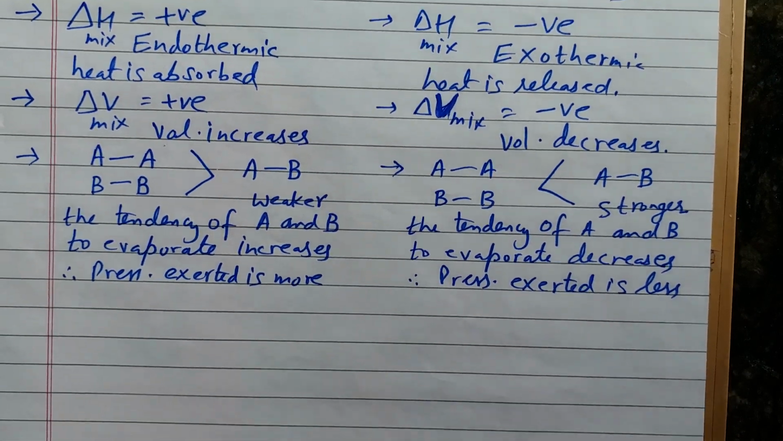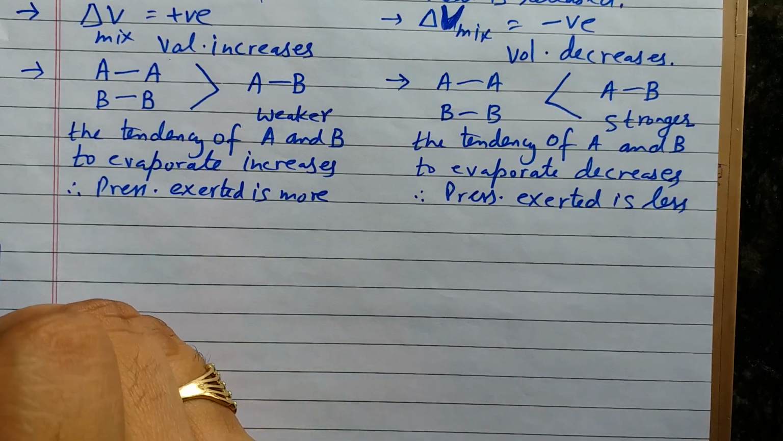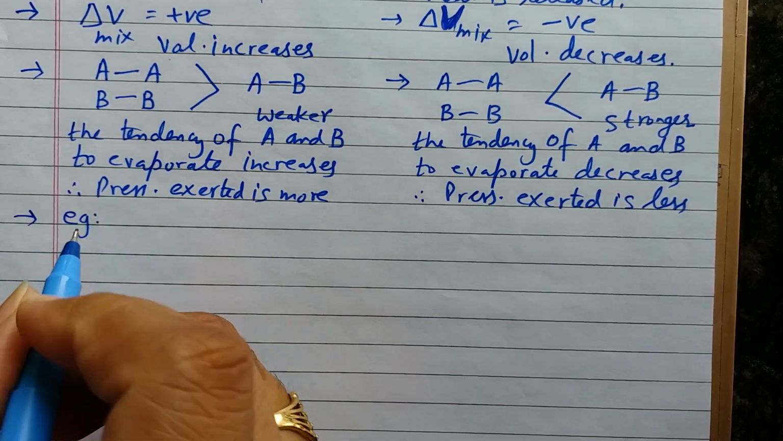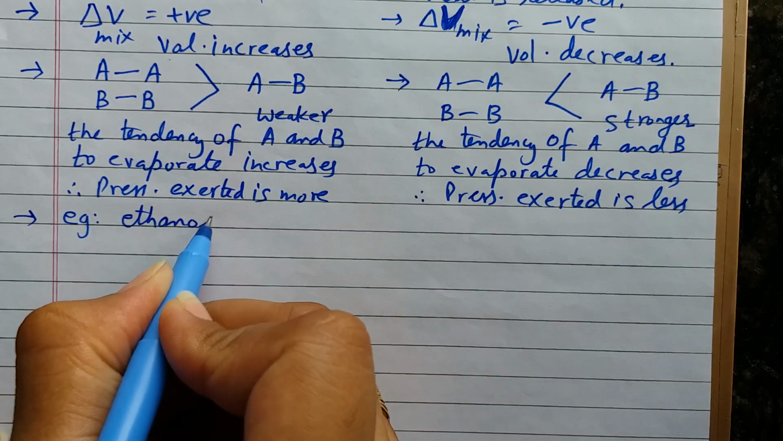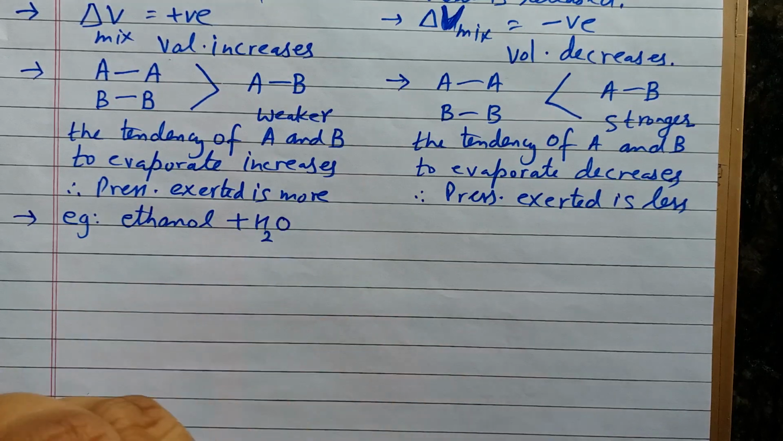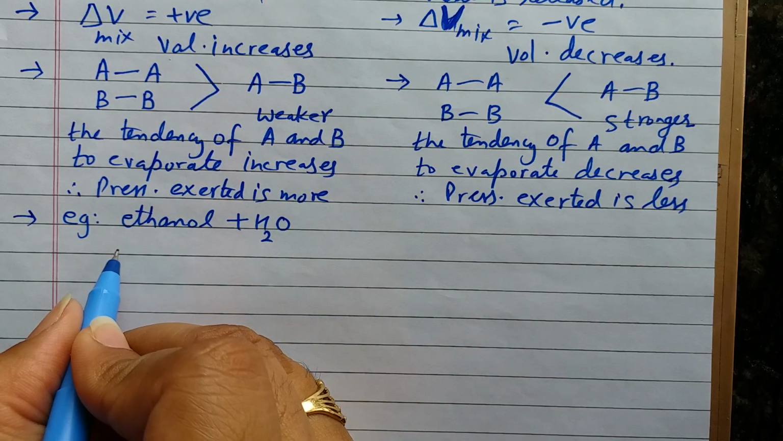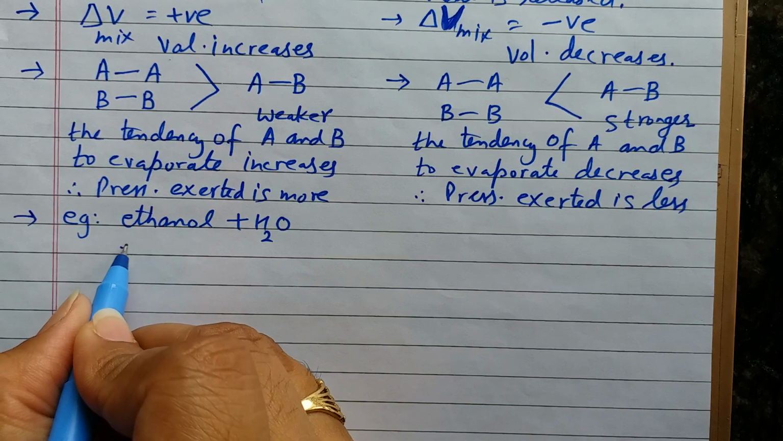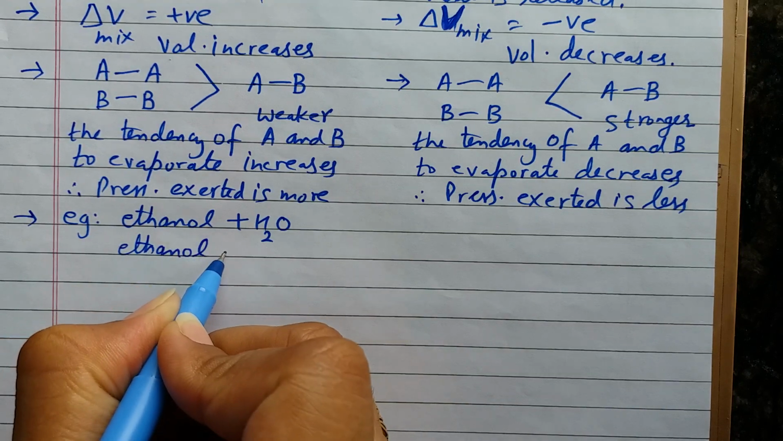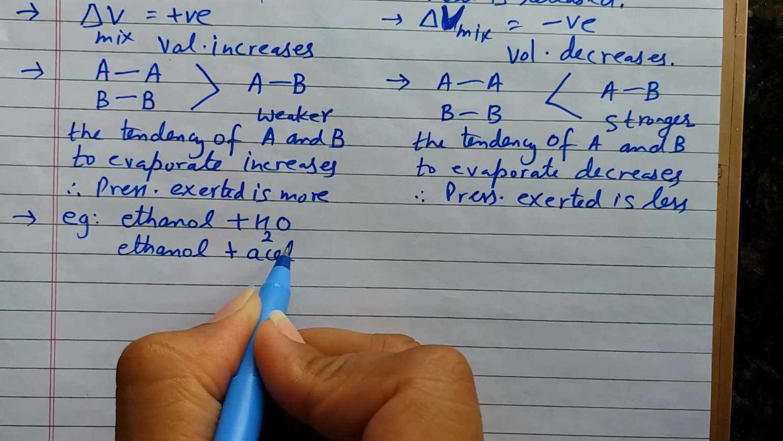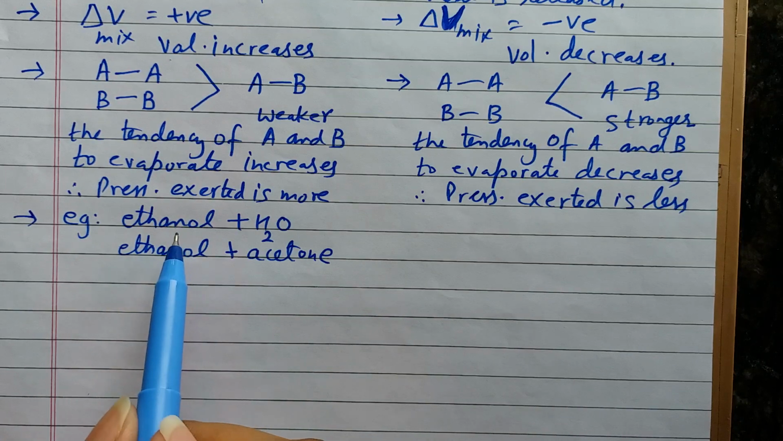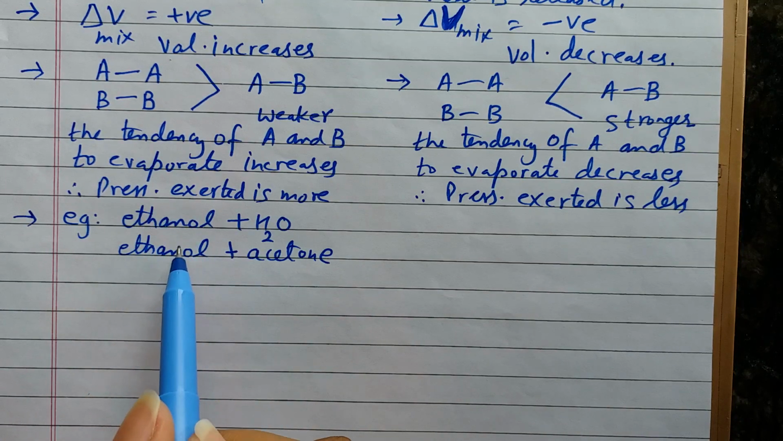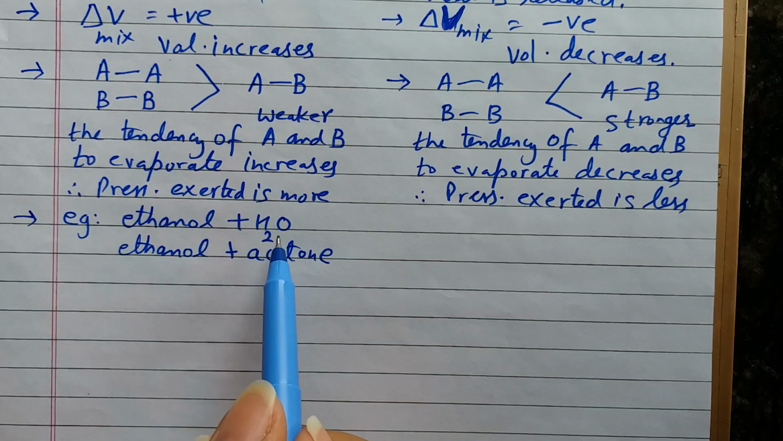Now let me give you a few examples of solutions showing positive and negative deviation. Number one is ethanol and water, when ethanol is mixed with water. The second example you can take is when ethanol is mixed with acetone. See, in both cases, ethanol has intermolecular hydrogen bonding between its molecules. Likewise, water also has intermolecular hydrogen bonding. Acetone has dipole-dipole interactions.